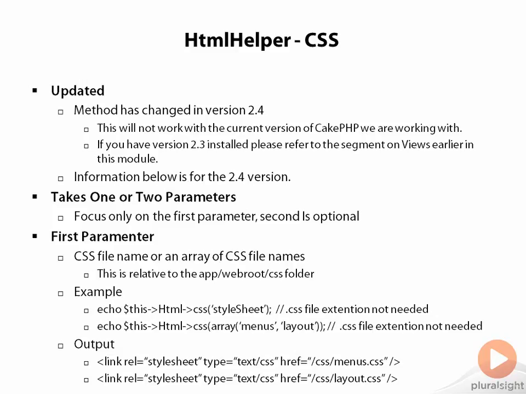If we wanted to pass in multiple style sheets, we would use the same CSS method, but as our parameter we would just pass in an array, and inside that array we would have the file names of each individual style sheet we would like to pull in. Again, the file extension is not needed. Here's an example of the output from these particular CSS method calls.